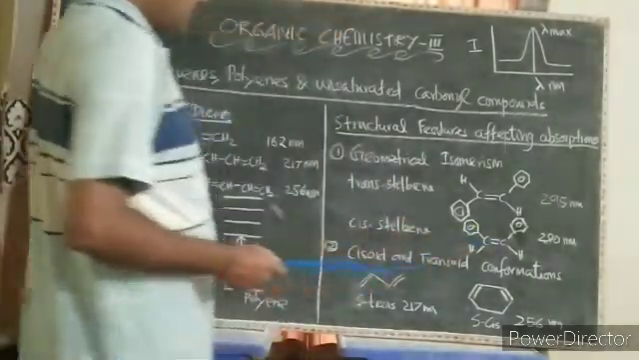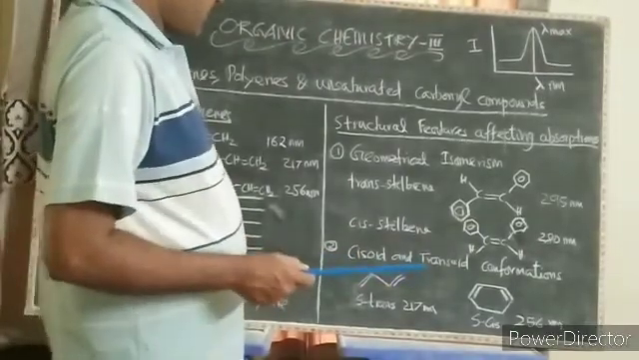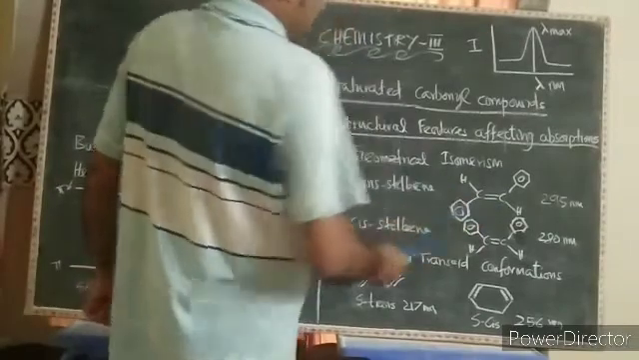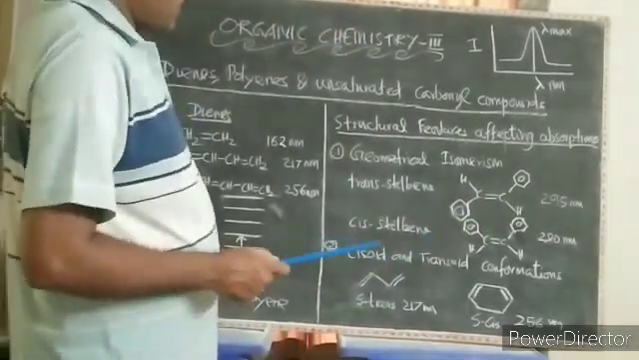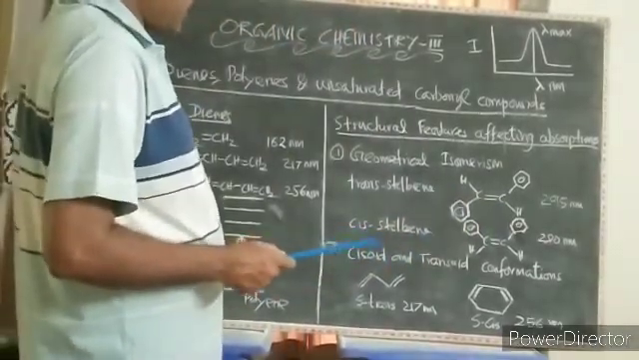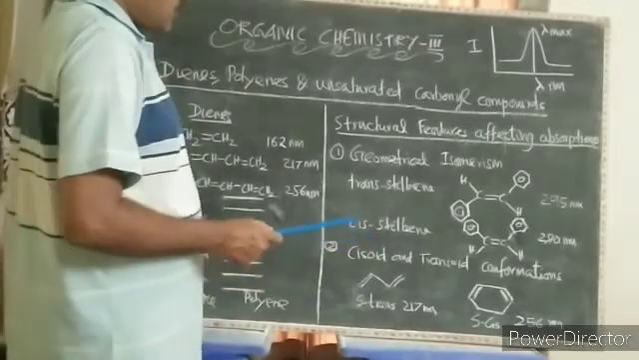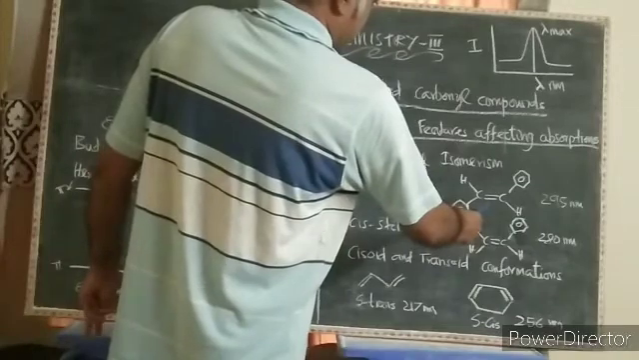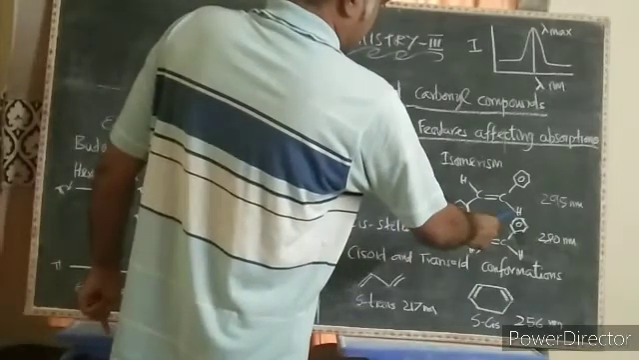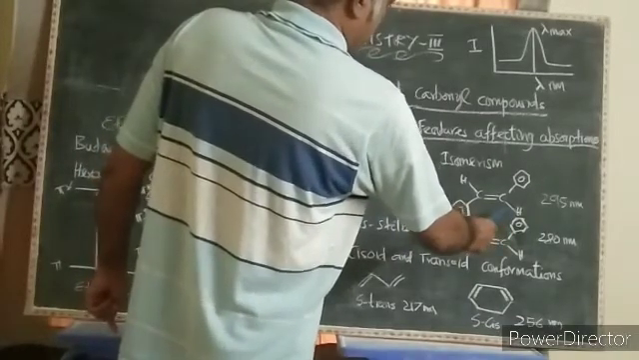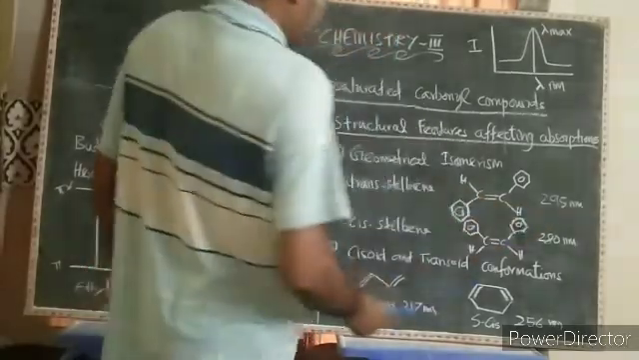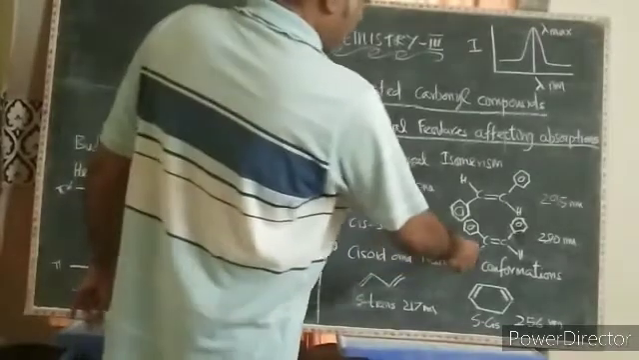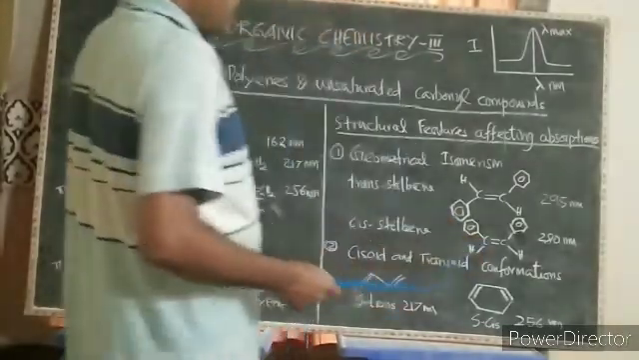What is the reason? In the case of trans-stilbene, the molecule maintains its coplanarity, that is, there is extensive delocalization, there is no disruption in delocalization of pi electrons. So as a result, the pi electron delocalization is facilitated, and this makes the compound absorb at a longer wavelength. But when we come to the cis-stilbene, there is no coplanarity, that is, coplanarity is disrupted.